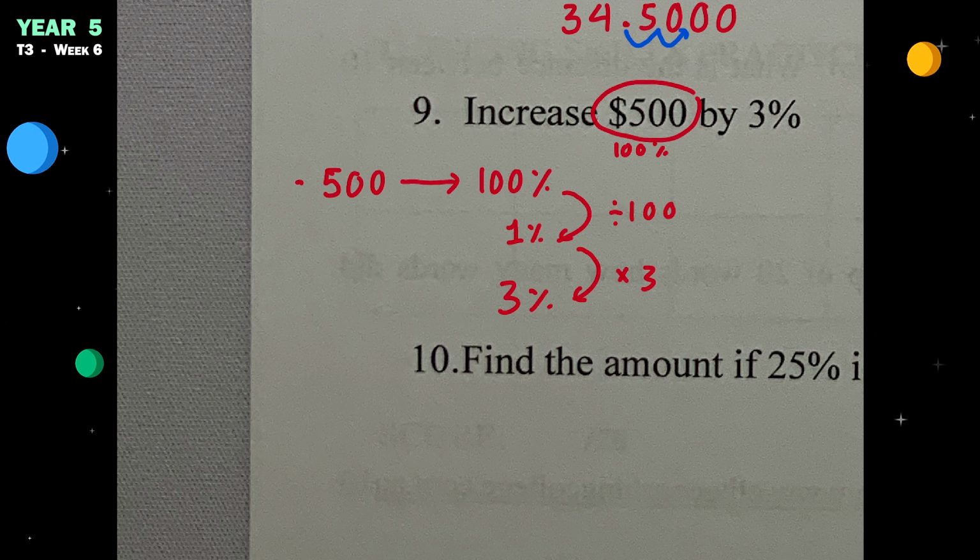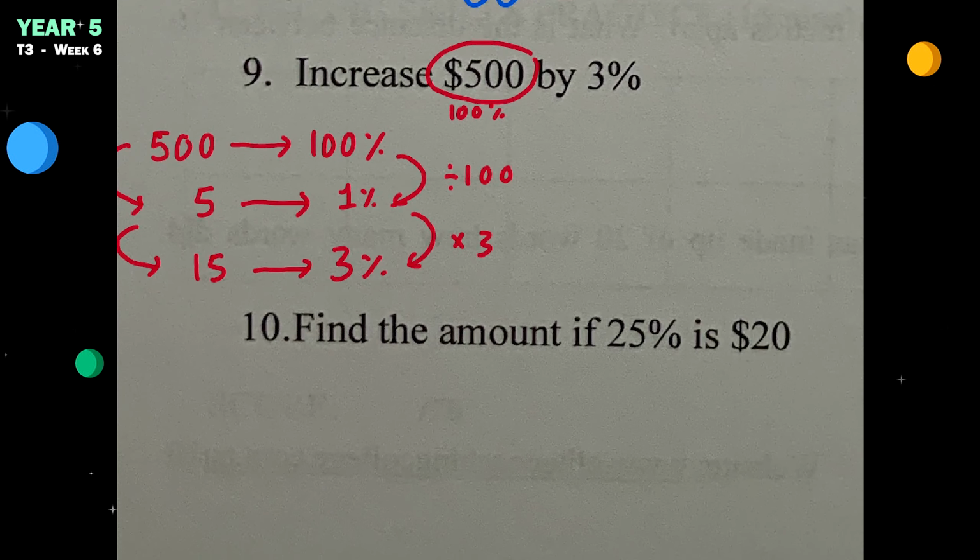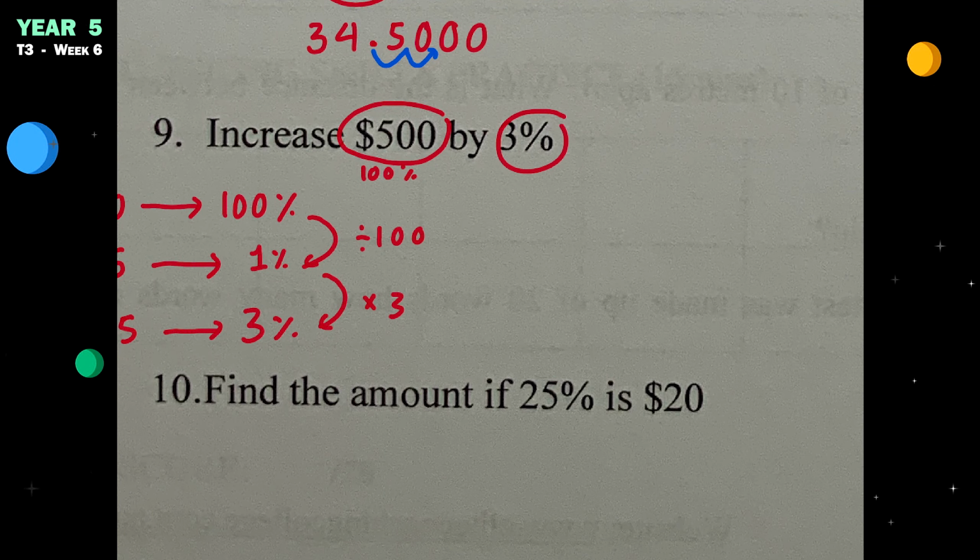So I do the same thing here. I'm going to divide this by 100, and then I'm going to times it by 3. 500 divided by 100 will give me 5, and then 5 times 3 will give me 15. So therefore, 3% is 15. So this amount is equal to 15.